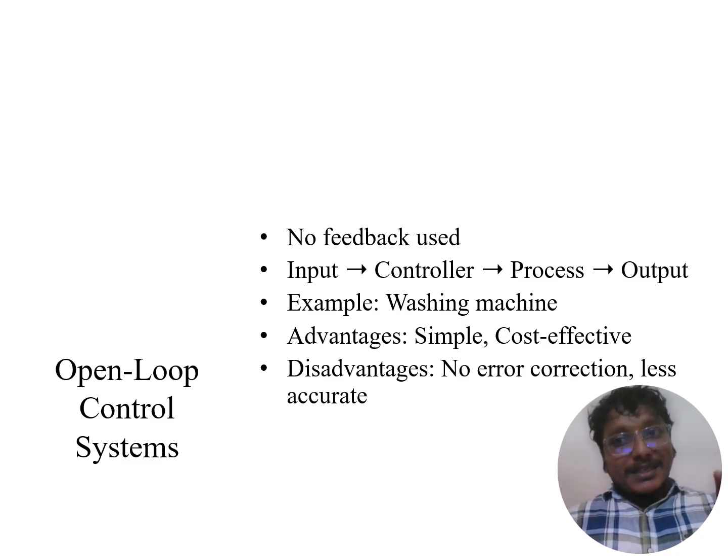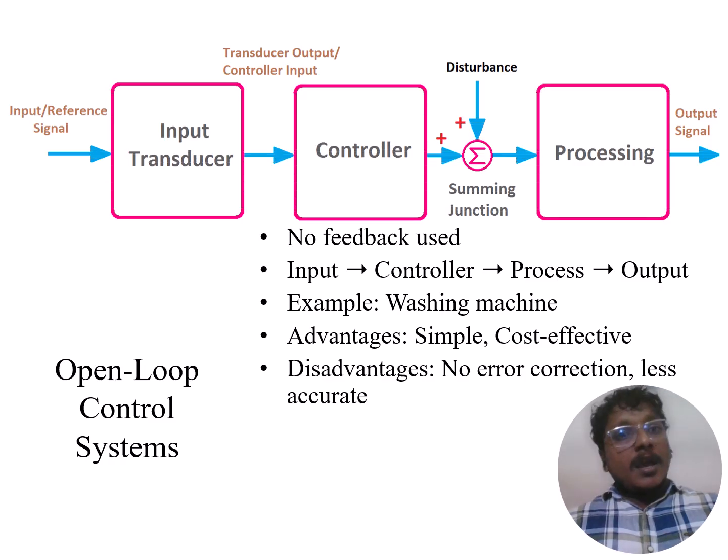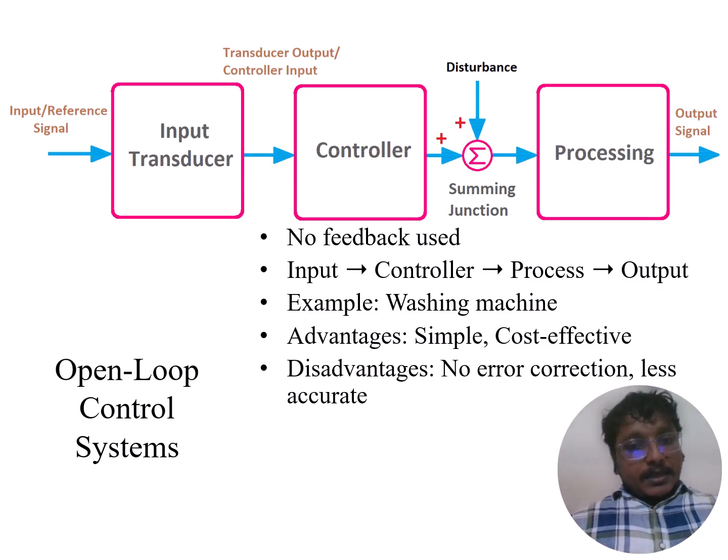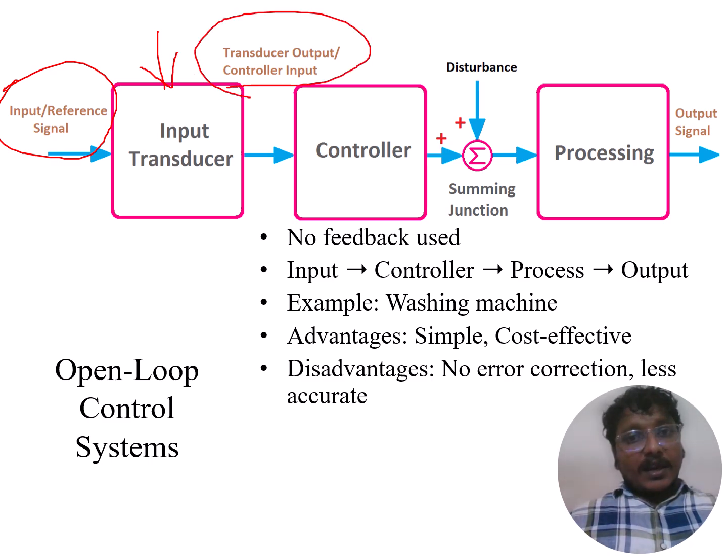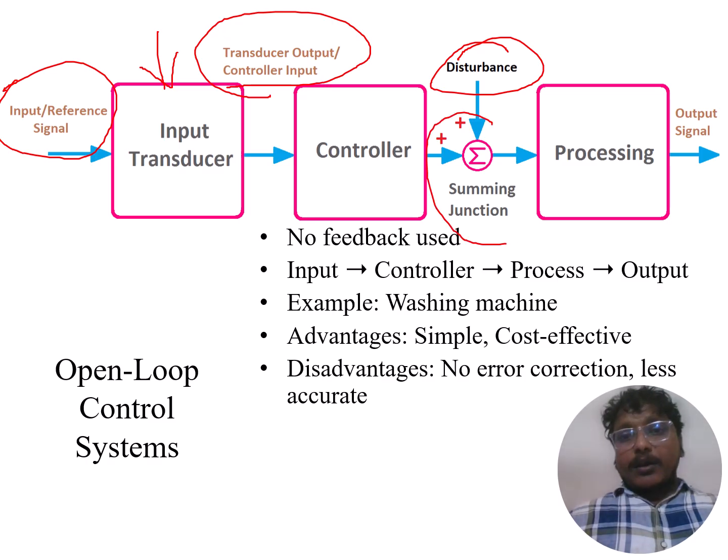If we want to see the block diagram of an open loop control system, it looks like this. As I already said, the input or reference signal will be there, and after that the input transducer, which here we took as an example of a system, then the output signal, the controller, the disturbance, and the processing output signal. That's it. It may be just to see what disturbances we are getting.